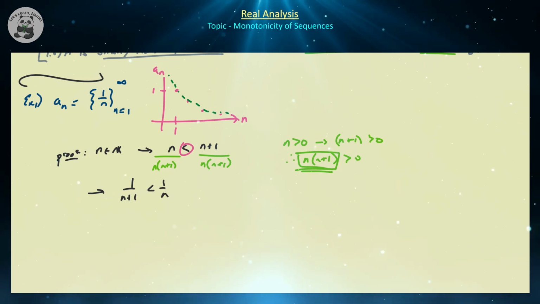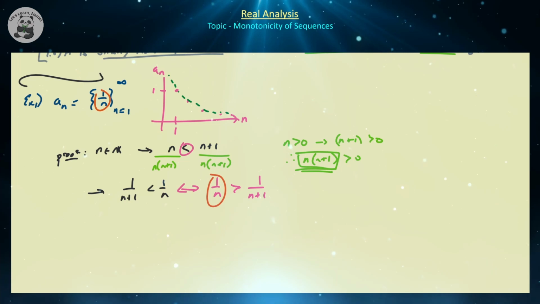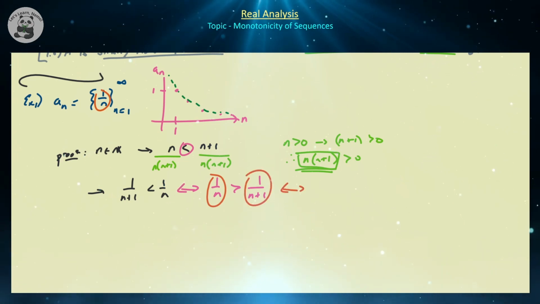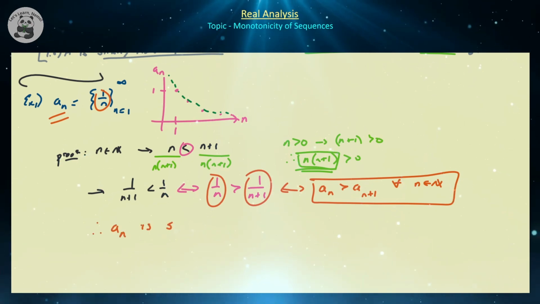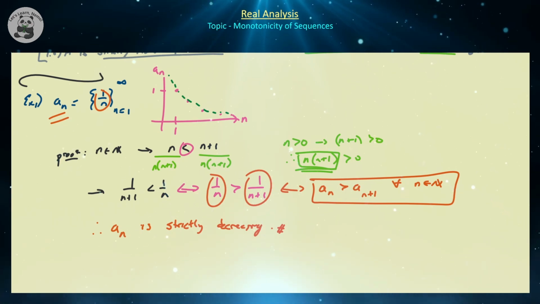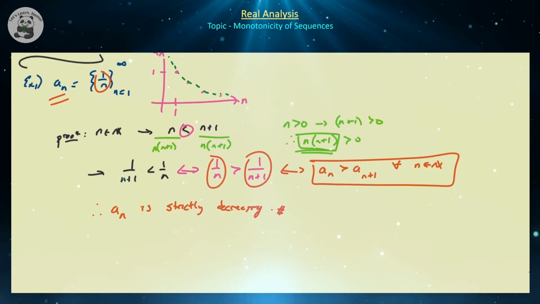And obviously that's equivalent to saying that 1 over n is strictly greater than 1 over n plus 1. And that precisely is an, and that is just an plus 1. So we have an strictly greater than an plus 1, and that's true for all natural numbers n. And that by definition proves that an is a strictly monotonic decreasing sequence. So therefore an is strictly decreasing. And that's practically how proofs of strictly increasing, strictly decreasing are going to go. So that's a very nice little sequence.